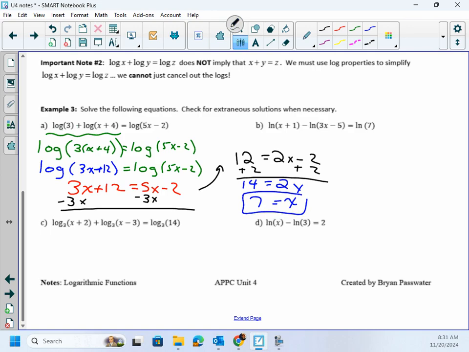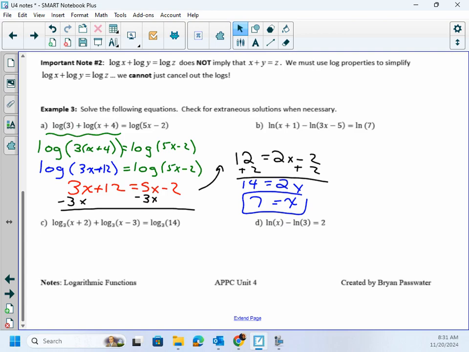So again, when I plug it in, I'm going to check all the pieces in the original problem. 3 is not an issue. 3 times 7 plus 4, or 7 plus 4, is bigger than 0. And 5 times 7 minus 2 is bigger than 0. So I'm good. And that one's a good one.